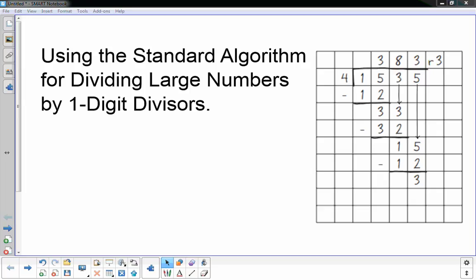In this video I'll be demonstrating the standard algorithm for dividing large numbers by one-digit divisors, a technique probably most adults are familiar with. For people starting out, I really encourage you to solve your problems on graph paper, like the example here on this page. So let's get started.